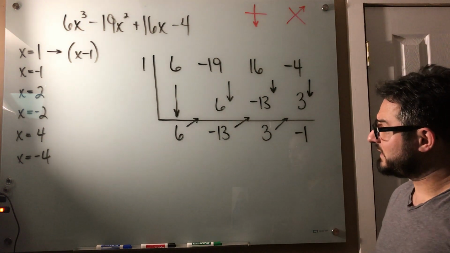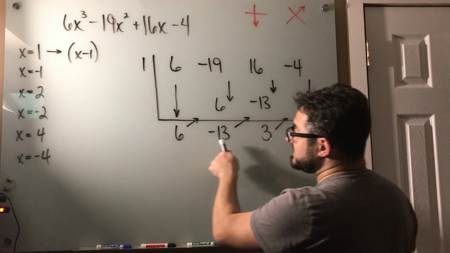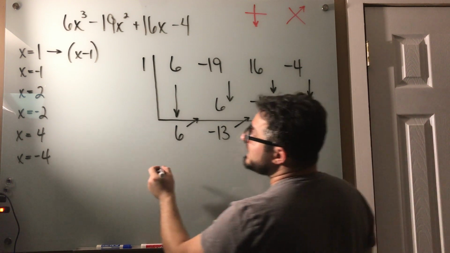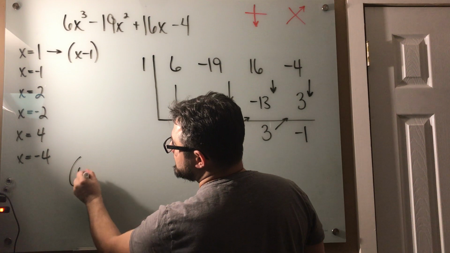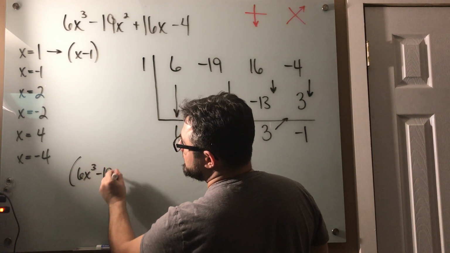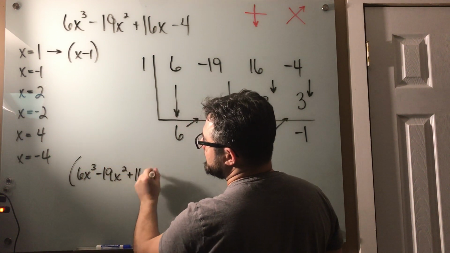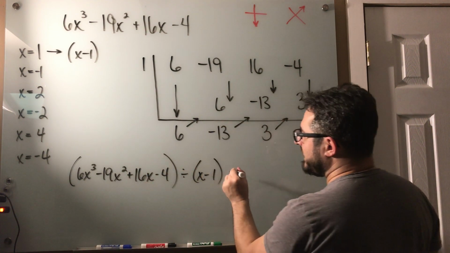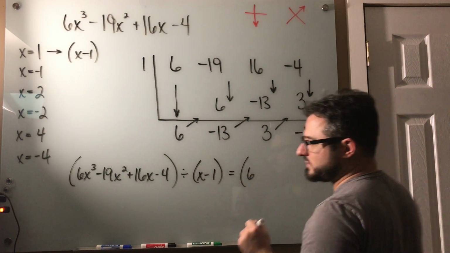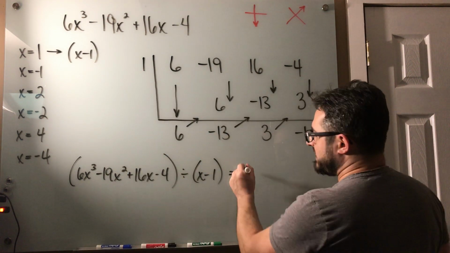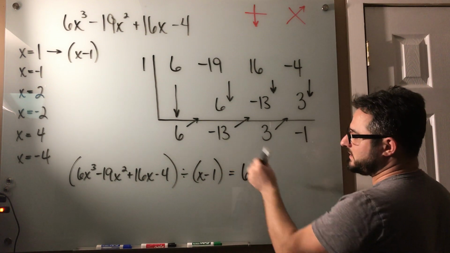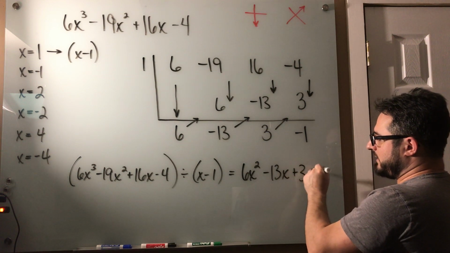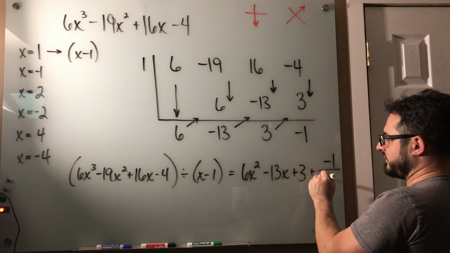Now, the idea of synthetic division is that these are now the coefficients of the quotient, and this is the remainder. So what we're saying then is that if we took 6x cubed minus 19x squared plus 16x minus 4 and divided it by x minus 1, we would get 6x squared minus 13x plus 3 plus negative 1 over x minus 1.